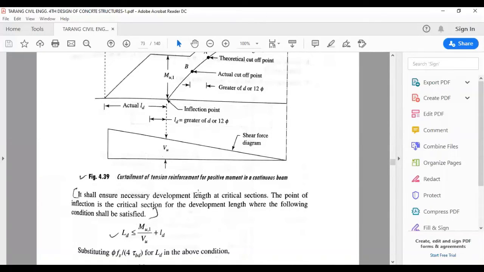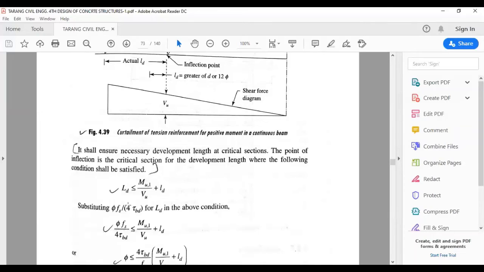It shall ensure necessary development length at critical sections. The point of inflection is the critical section for the development length where the following condition shall be satisfied. So the condition is this. This condition is the same as the simply supported beam. LD should be less than or equal to M1 upon VU plus LD.